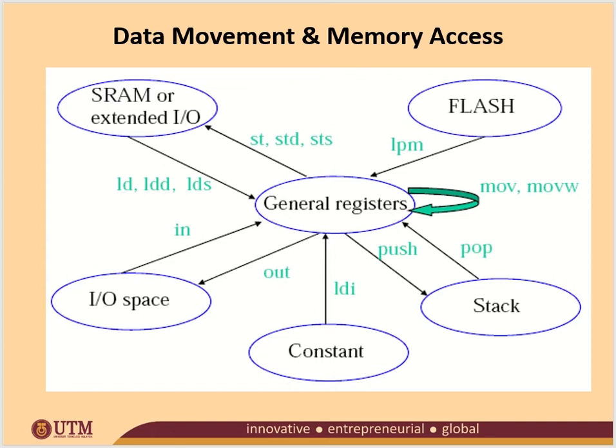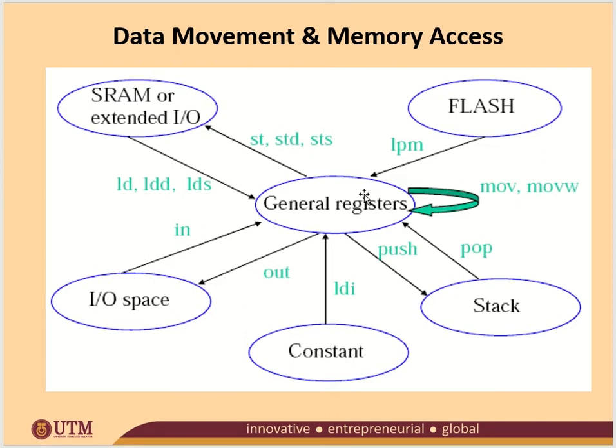Okay, and then if you have an immediate value, you can use the LDI, in which you load this constant number to your general register. And then to move data from flash to the general register, we use the LPM. LPM stands for load from program memory. And if you want to move data from RAM or extended IO to your GPR, we can use LD, LDD, and LDS. Or if you want to store data from GPR to RAM, you can use ST, STD, and STS.